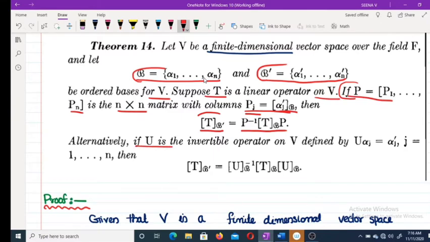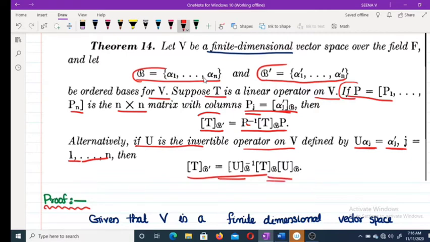Alternatively, if U is an invertible operator on V defined by U alpha j equal to alpha j dash, j equal to 1 to n, then, that is, for P, here we have matrix of U related to B inverse, then matrix of T related to B into matrix of U related to B. Okay. These terms may confuse you, but the proof is very easy.